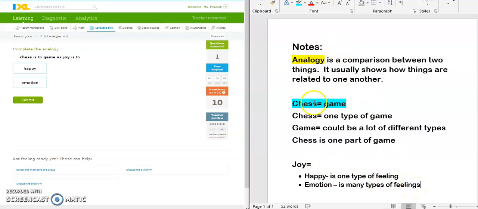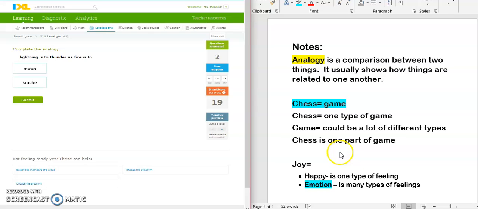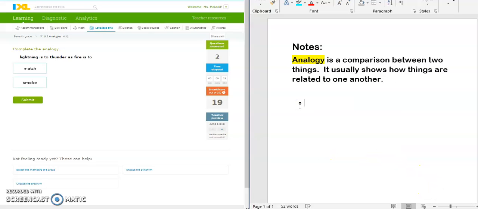See how we compare them? It's the same comparison we're doing for both. One part of a bigger whole. Joy is one part of a bigger whole, which is emotion. So we're going to choose emotion because just like chess is one part of many games, joy is one part of many emotions. Look at that. All right. Again, we'll do one more just so we make sure we have this clear in our heads.